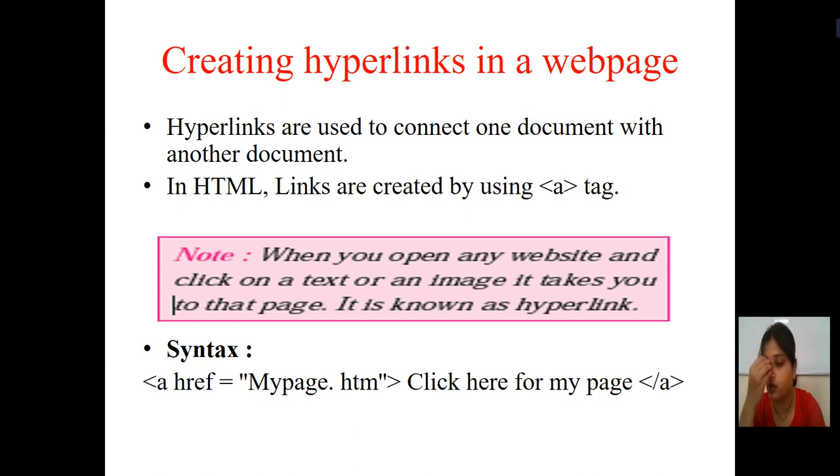In HTML, links are created by using the A tag. Now what is the use of a hyperlink? In HTML, mostly the use of a hyperlink is to connect one document with the other. That is, if I have a number of files created, that is A file, B file, C file, and I want each file to be connected to each other, then in that case I will use the hyperlink concept.